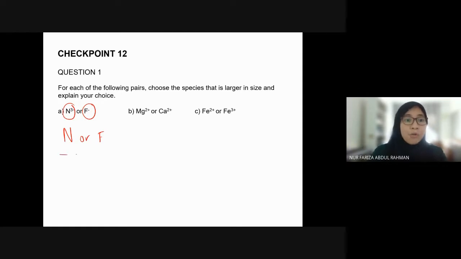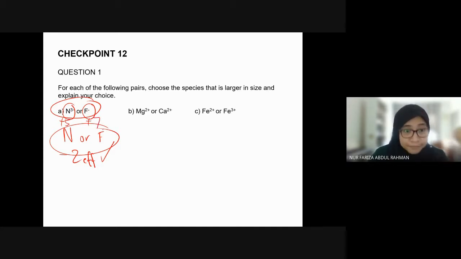The answer is also Z effective, right? So how do we differentiate these ions from this one? Okay, there is extra information that you have to add in there. Yes, it is true. You have to highlight in terms of Z effective. The Z effective for nitrogen is +5 and for fluorine the Z effective is +7.